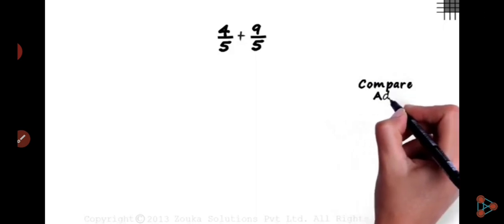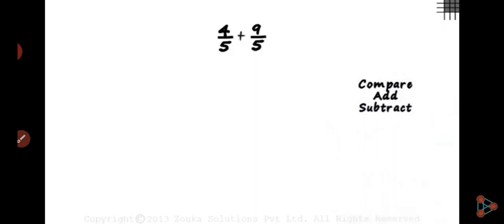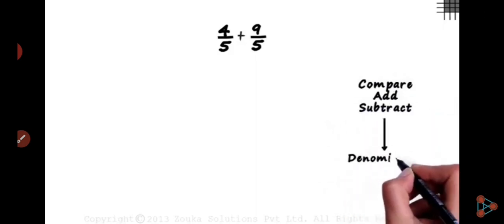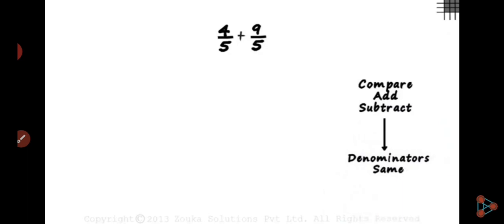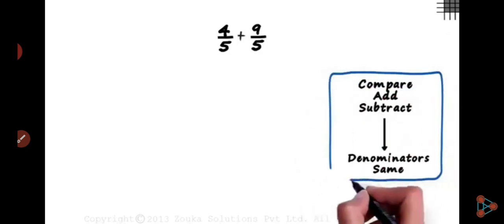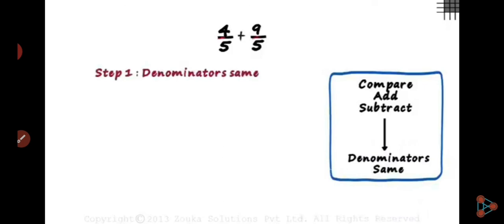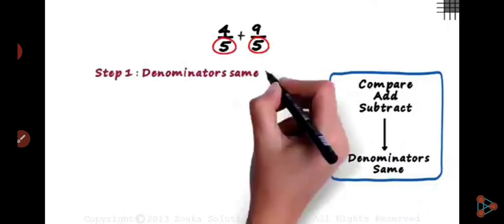Now let's see how to add two rational numbers. We are trying to add two rational numbers here. It's definitely not as straightforward as adding two integers. Remember one golden rule. Whenever we compare, add or subtract rational numbers, we have to get the denominator same. For addition, the first step is to make the denominator same. In this example, we can see the denominators are already the same.